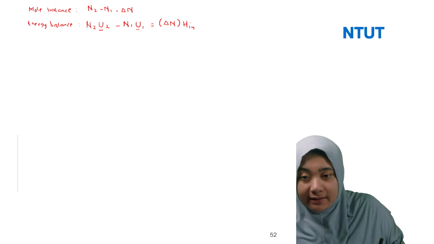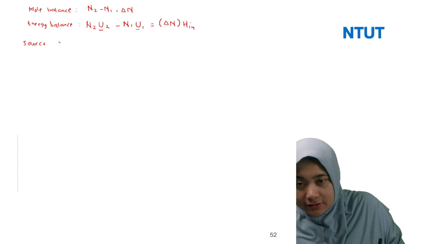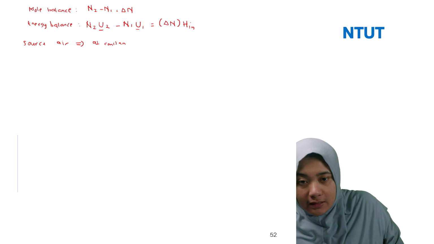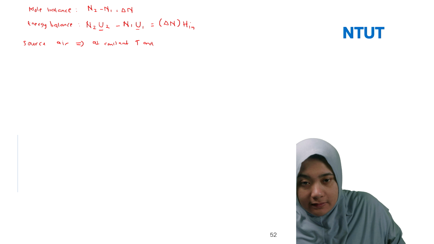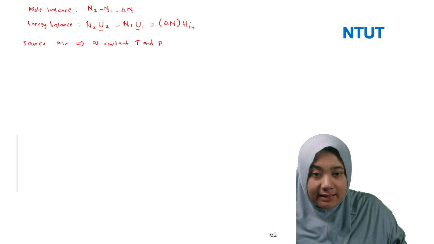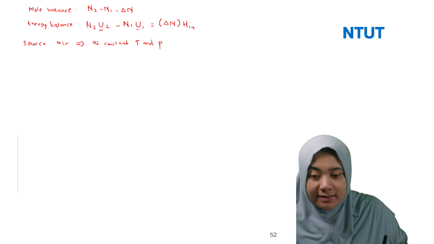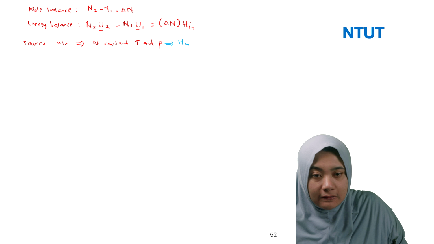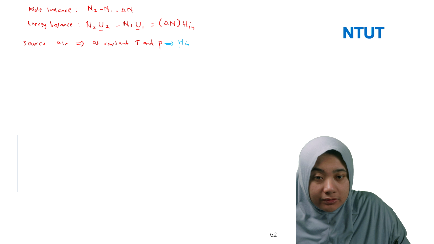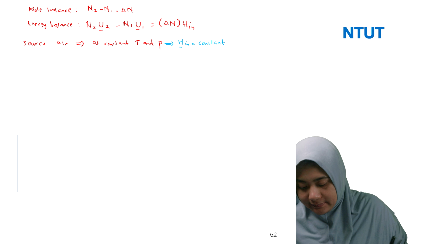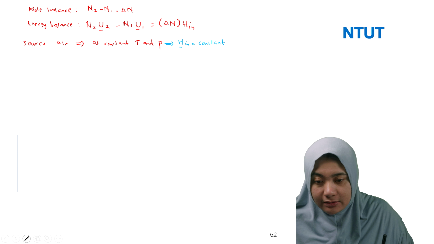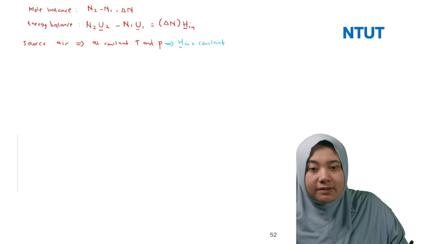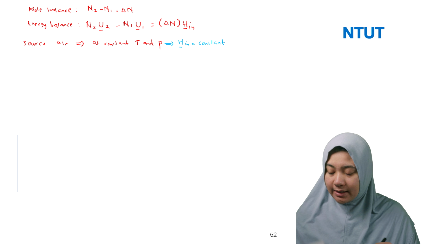So the source air will not change. Source air is at constant T and P. So in this case we can say that the enthalpy in, H in, is constant, equal to constant. Okay, I need to write and underline it because it's small. Then after that, we can go to the next part.